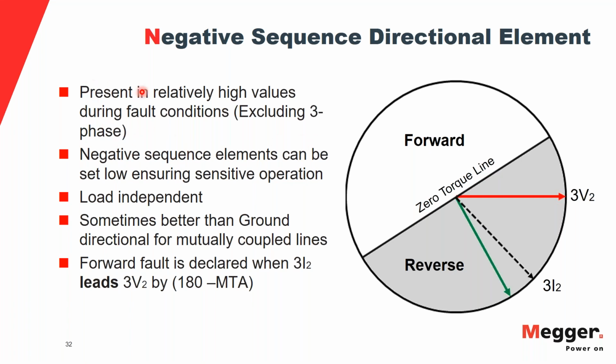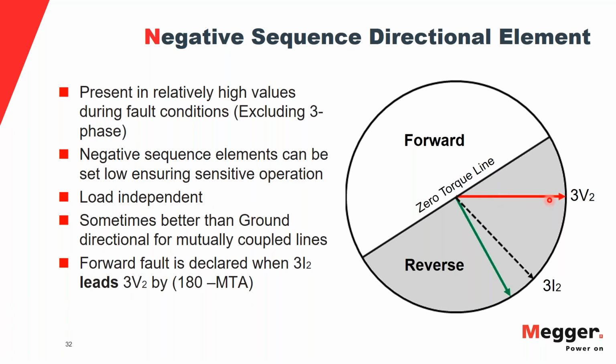So the key thing here is that in case of a fault condition that I explained, a phase-to-phase fault or a phase-to-ground fault, these negative sequence values are present in relatively high numbers. So you can set your elements at a lower value, ensuring sensitivity. These negative sequence elements are also load independent. So if the load is changing, the negative sequence element is independent of that. Sometimes in special cases, like when you have mutually coupled lines with different zero sequence polarization sources, in those special circumstances, this negative sequence directional element has proven its worth for ground faults compared with the ground directional element. So sometimes it's better than ground directional as well.